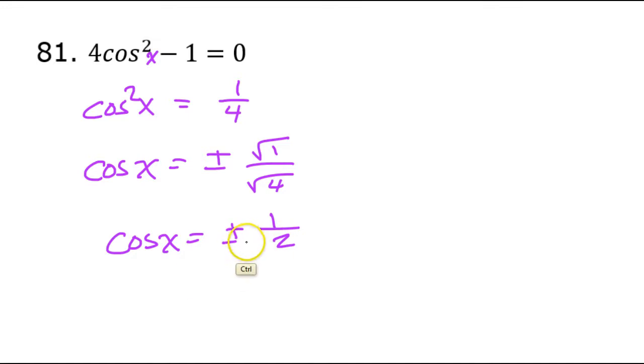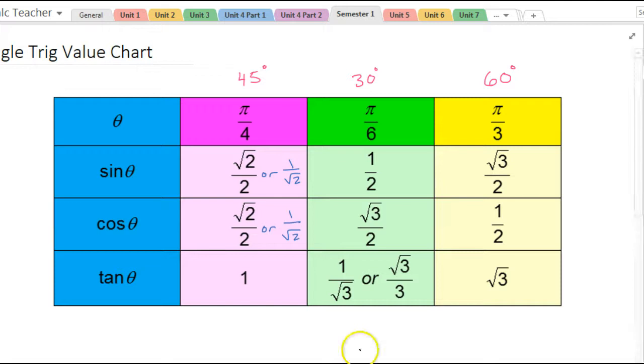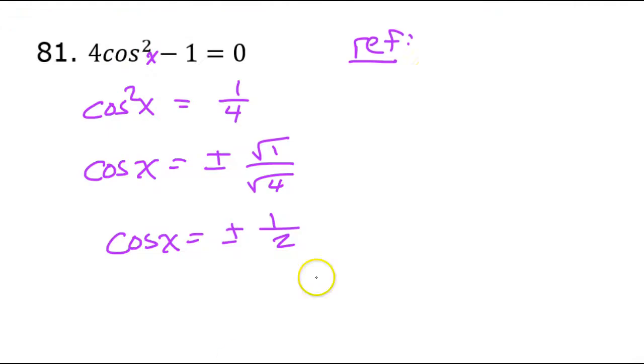So, the reference angle, what is the reference angle? Ignore the plus and minus. The cosine of what angle is 1/2? Now you long ago should have memorized this chart. So here's the cosine of pi over 3 is 1/2. That tells us that the reference angle is pi over 3.